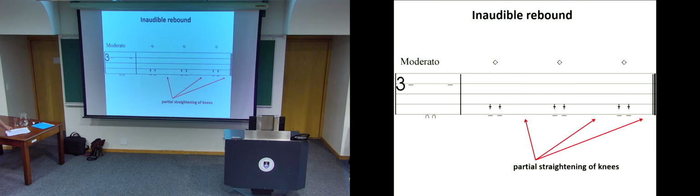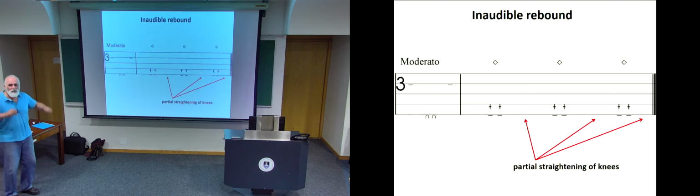Here we've got the inaudible rebound. This you have to watch carefully, because again we've got a similar situation where with the foot you have to lift it a little bit in order to put it down again. Here there's a partial straightening of the knees when you go.